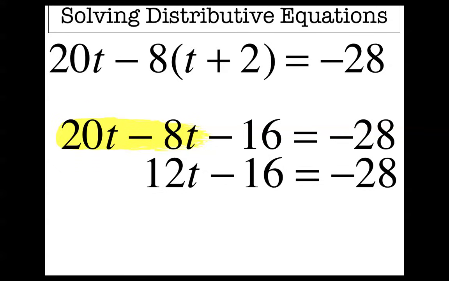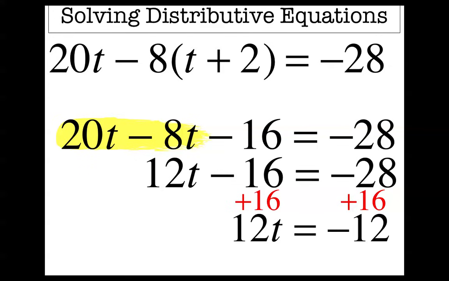Now, again, I've got a normal, regular old two-step equation. I'm going to do plus 16 on both sides to cancel out the minus 16, and then I'll just have 12t on the left and negative 12 on the right. And I'm going to divide both sides by 12 to get t by itself.